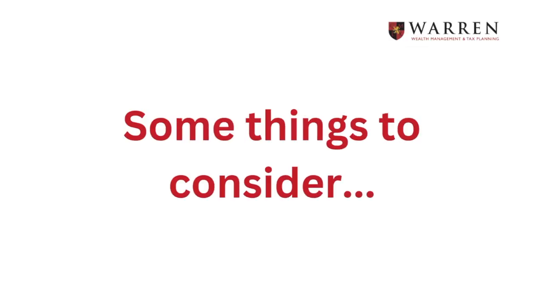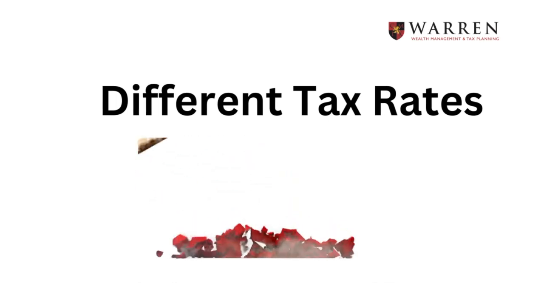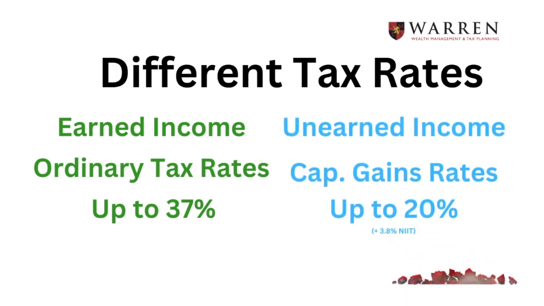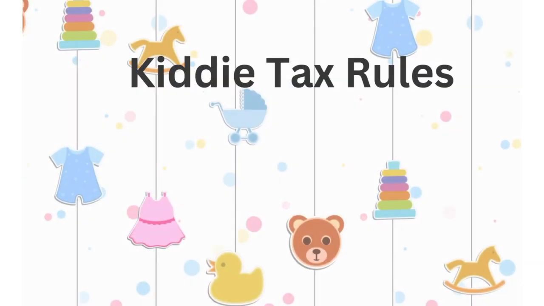Now, here are some things to consider. First is different tax rates. While most earned income is subject to ordinary income tax rates up to 37%, unearned income can be subject to different tax rates. Long-term capital gains and certain dividends, for instance, are generally subject to lower capital gains tax rates. And these tax rates can max out at 20% before the net investment income tax is applied, which is 3.8%.